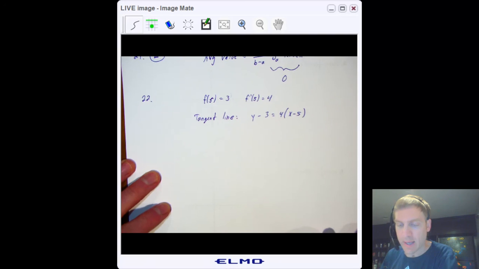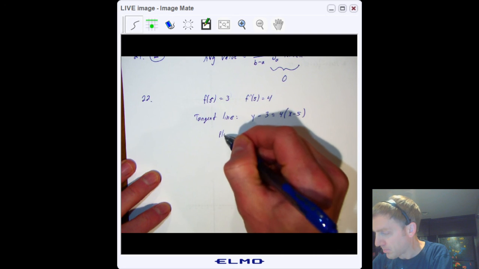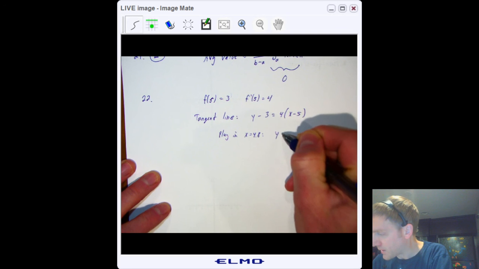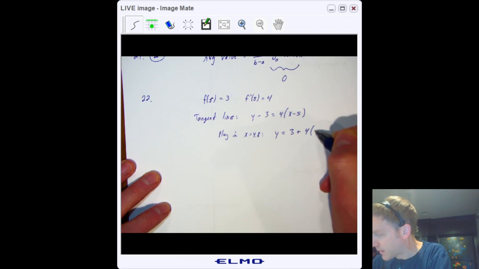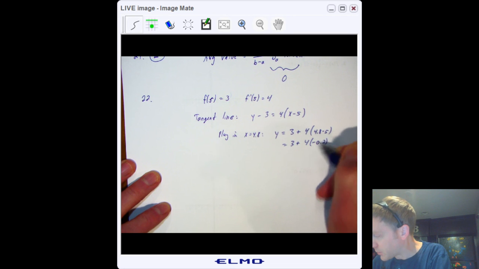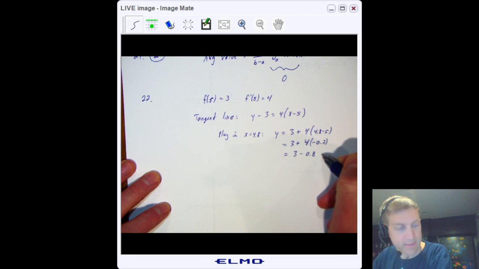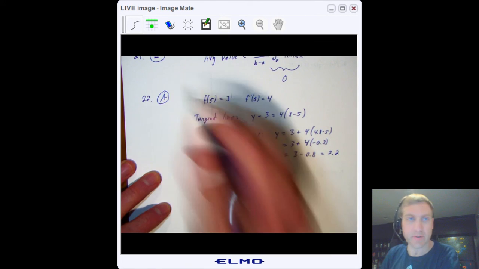All right, now it says we want to use that to estimate f of 4.8. So plug in 4.8 for x. And what do we have? I'm going to add the 3 over to the other side. So it's going to be 3 plus 4 times 4.8 minus 5, okay? Which is 3 plus 4 times negative 0.2. So it's going to be 3 minus 0.8, which is going to be 2.2. So there you go. Your answer is A, okay?